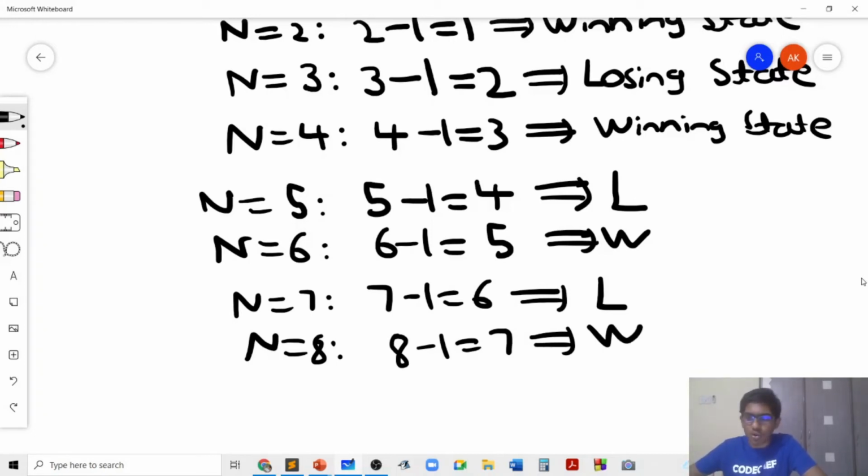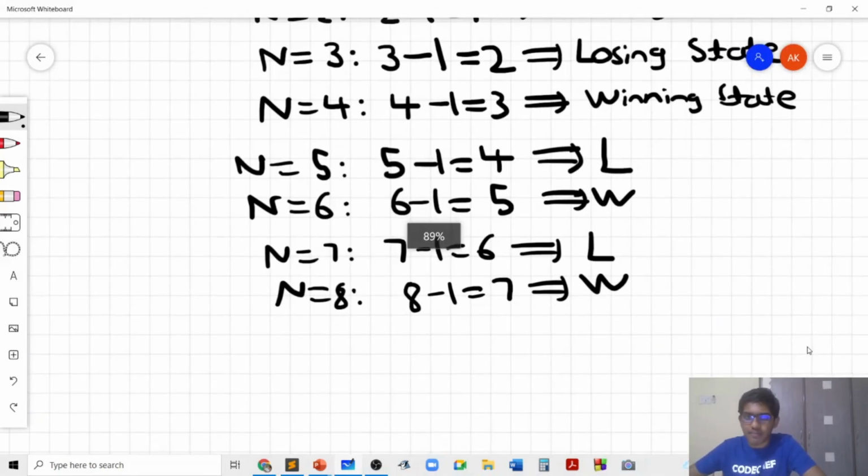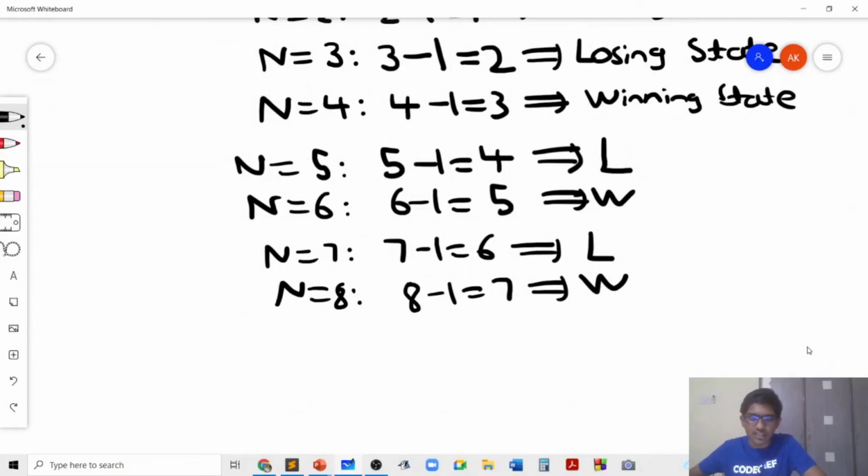However, notice that in all the cases we are just subtracting 1. So that means that from 1 to 8, it's just alternating between losing and winning states. However, when we come to 9, we have more than one option.